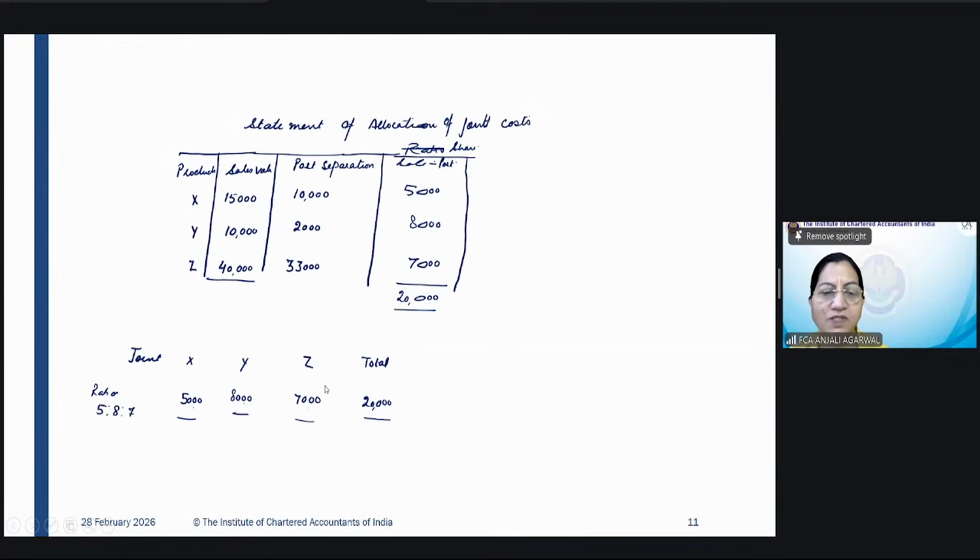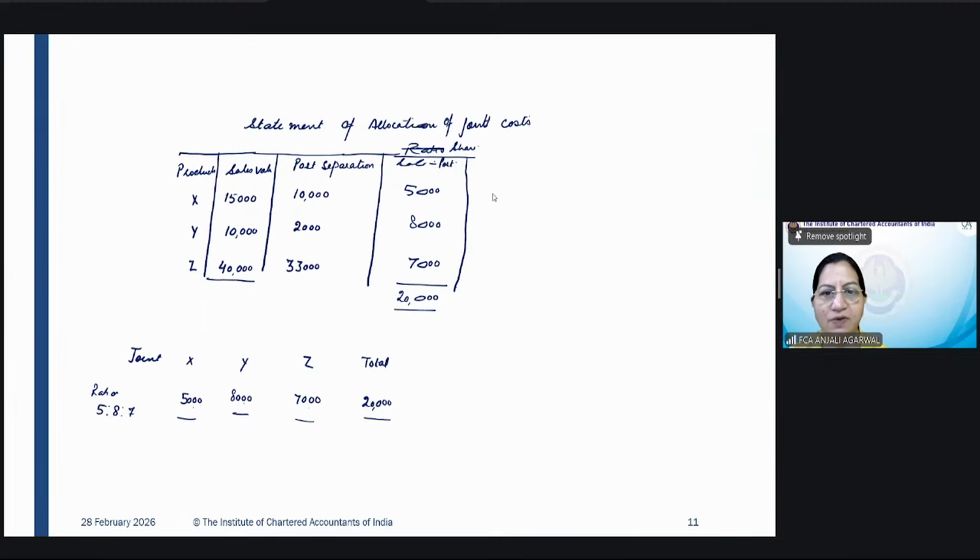So we don't know how much raw material was introduced, what raw material is contained in the product X, how much raw material is contained in Y, how much raw material is contained in Z. So we cannot apply the physical measurement method here. Therefore, we went to find out the net realizable value.